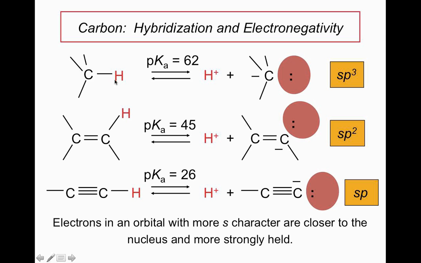sp3 hybridized carbons are much less acidic than sp2 hybridized carbons, which are much less acidic than sp hybridized carbons. The reason for this is because the electrons in the sp hybridized orbital are much closer in s character and are more strongly held to the nucleus of the carbon atom in an sp hybridized carbon than they are in sp2 and sp3 hybridized carbons. This means that an sp hybridized carbon is much better able to stabilize a negative charge than an sp2 or sp3 hybridized carbon, making alkyne functional groups weak acids.